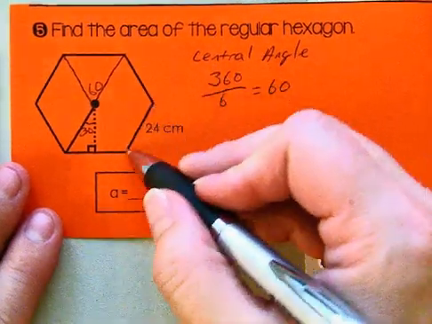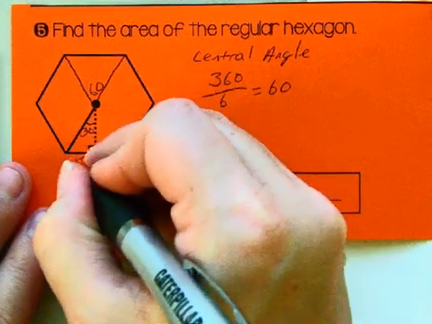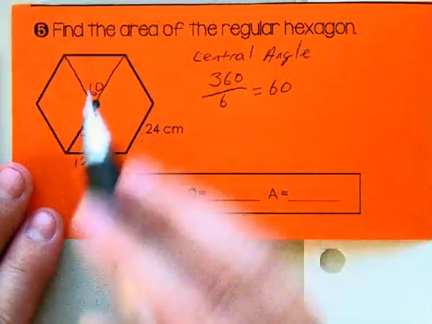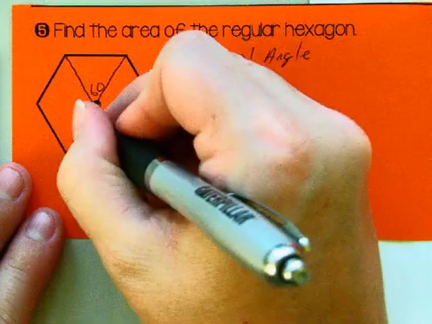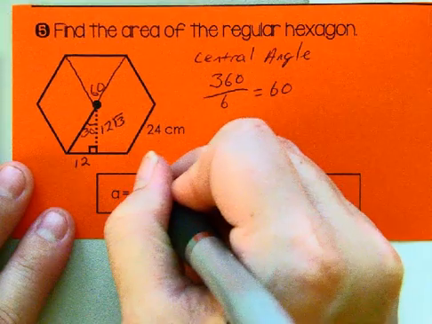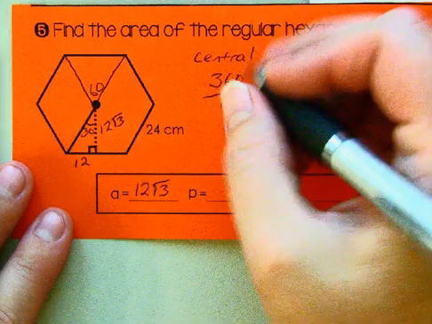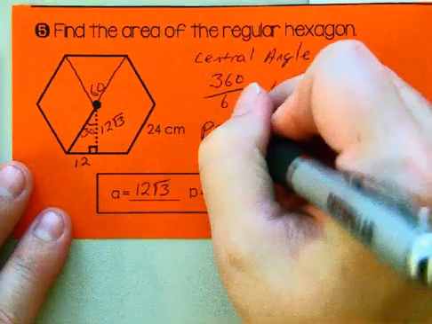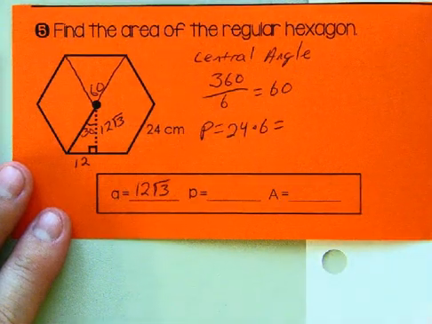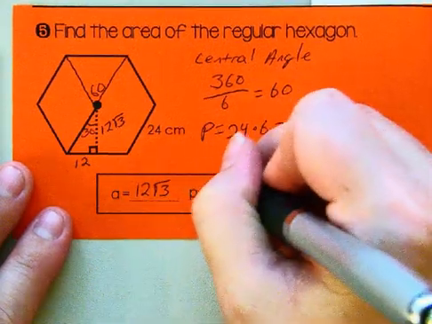So if we know that the whole side is 24, then the piece that we're looking at here is going to be half of that, which is 12. So that is our n. The apothem is our n square root of 3, so that would be 12 square root of 3. For perimeter, we're just going to take this side length times 6. So perimeter equals 24 times 6. On your calculator, we should end up with 144. So we'll plug that in.